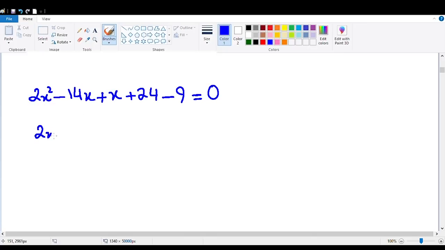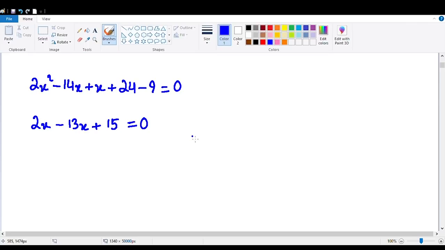Now 2x squared will just come like this, and we can simplify minus 14x and plus x, so it'll be minus 13x. Minus 14 plus 1 is basically 13, so minus 13x. And over here we'll get plus 15 equals 0. And yeah, now this is basically our quadratic equation in standard form. Now we can start applying the rest of the stuff. This was step 1 we got done.